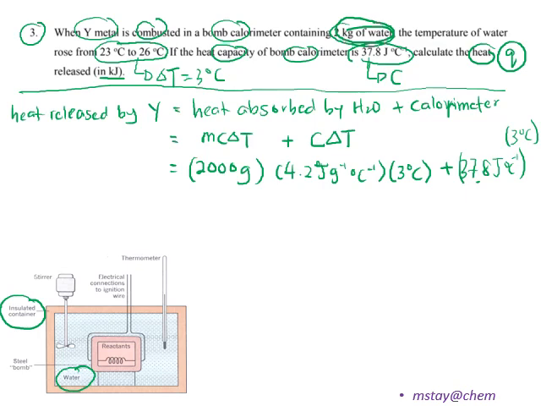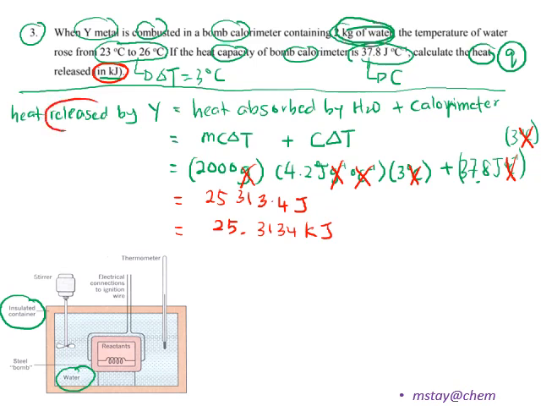As we know, gram and per gram can be cancelled out, per degree Celsius and degree Celsius can be cancelled out. Here also the same case, per degree Celsius and degree Celsius can be cancelled out. So when you press the calculator, you will get 25313.4 joule. But because the question asks us to mention it in kilojoule, we convert it to kilojoule by dividing by 1000, so it's 25.3134 kilojoule.